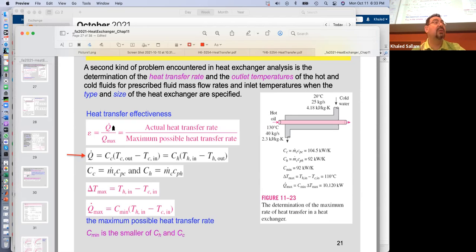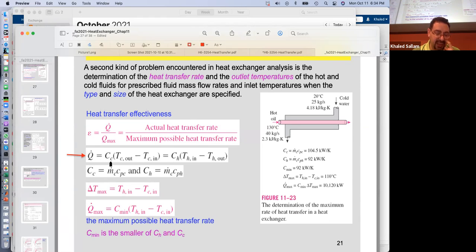Again, why do we use this method if we don't know the four temperatures? We only know TCN and THN, and you ask how good the exchanger is, how much it will cool the hot fluid, how much it will heat the cold fluid. So you use this method to calculate the Q dot, so that you can come here and say, therefore, that is my TC out, because I know the Q dot.